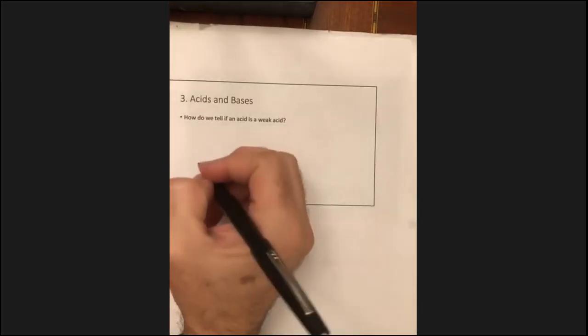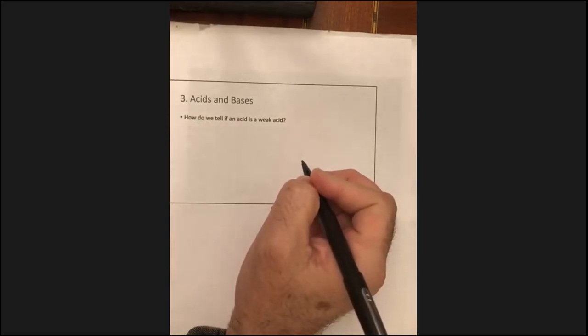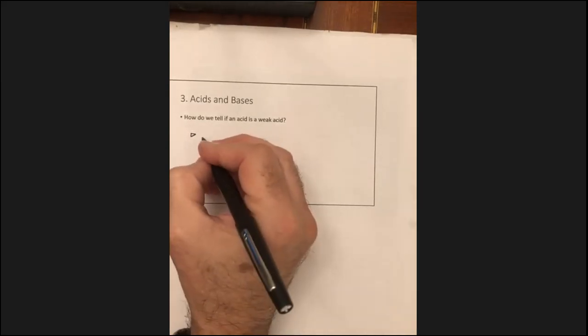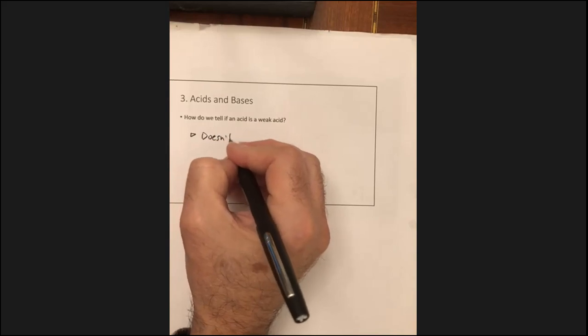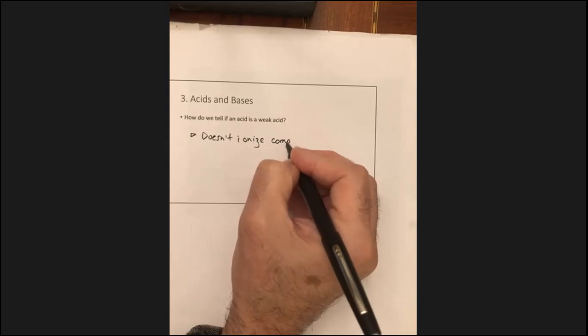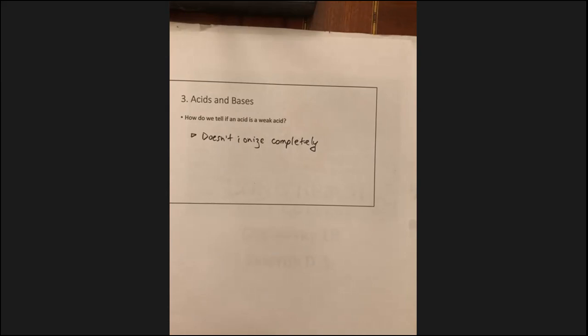Well, Professor, the way I remember is that a strong acid will dissolve completely or react completely, so I know that a weak acid will not. Very good, that's one. In other words, we could say that it doesn't ionize completely. So whereas HCl will completely dissociate into hydrogen and chloride ions, HF doesn't.